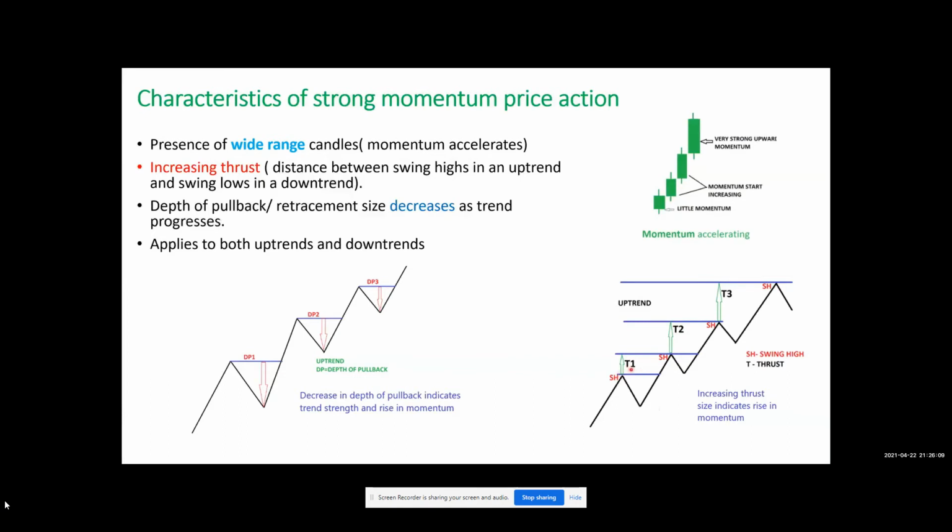Let's say the distance between these two swing highs is just $1 or $2. This is swing high 1 and 2. And swing high 2 and 3, it's a $4 range. And swing high 3 and 4, it's an $8 range, right? You can clearly see that the distance between the high of each candle continues to increase as time progresses. That is another good sign and a very, very important sign for you to always keep an eye on.